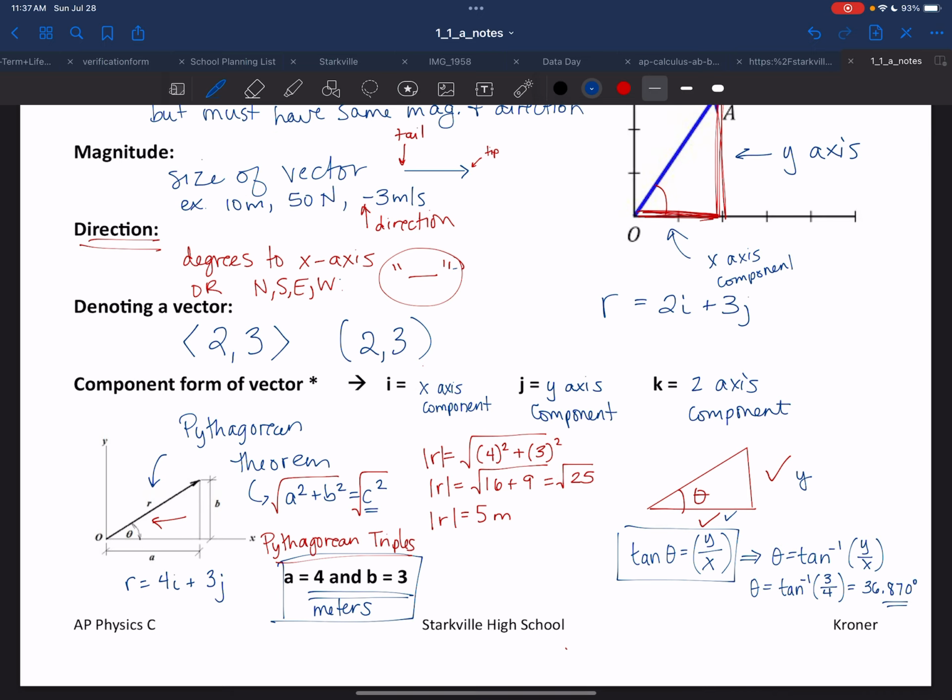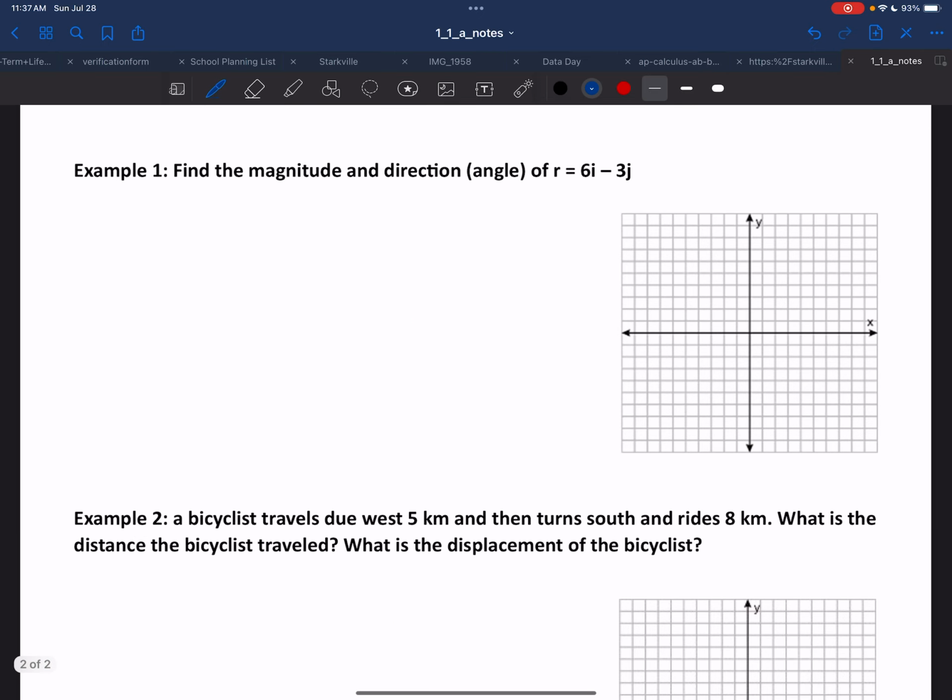All right, so let's go ahead and shift to the page here, and we're going to do an example. Find the magnitude and direction, which is the angle you're finding, of the vector 6i minus 3j. I'm going to have you pause it right here and then we'll go through that to check your answer. All right, let's go ahead and draw our vector.